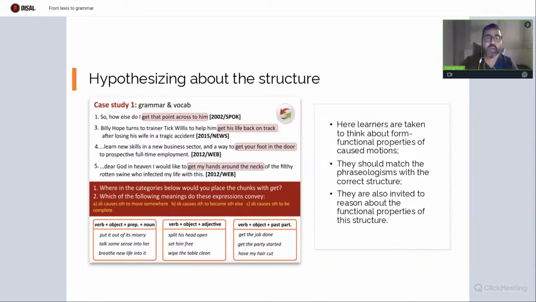So in number 1, which categories below would you place chunks with get? In this formal structure, we have verb, object, preposition, and noun. In this structure, verb, object, and adjective, and some examples. Or in this one, verb, object, and past participle, and some examples, right? And the second question, so the first one was meant to tackle form, and the second one was meant to tackle meaning. So which of the following meanings do these expressions convey?